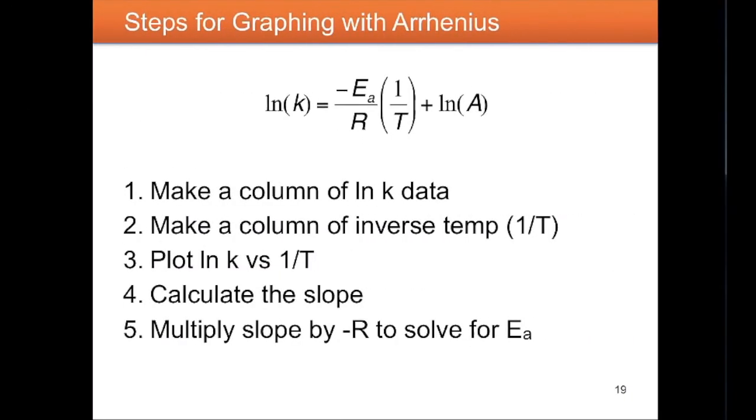So first, we would make a column of natural log of K data, right? We already have K, just take the natural log of it, make another column. Make a column of 1 over T in Kelvin, and then we would plot natural log of K on the y-axis versus 1 over T on the x-axis, and then calculate the slope. Once we know the slope, we can easily figure out the activation energy.